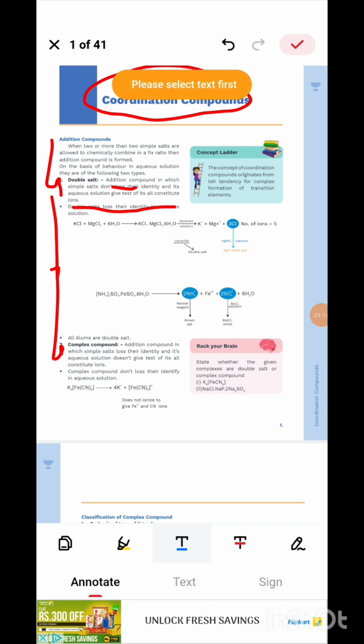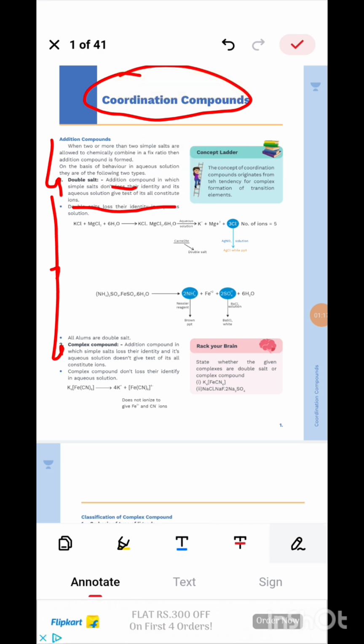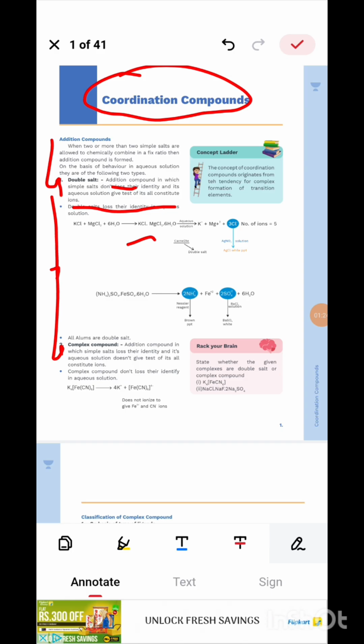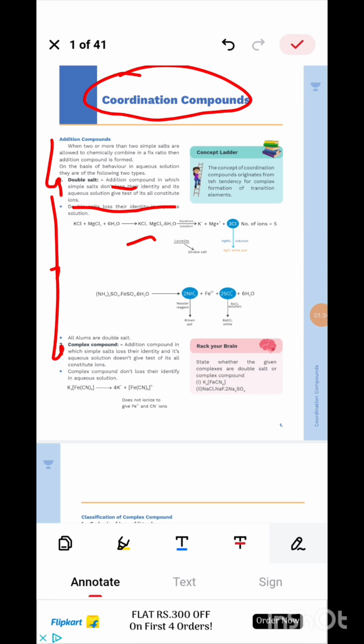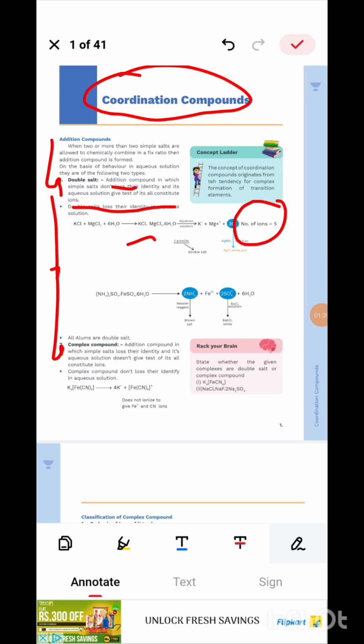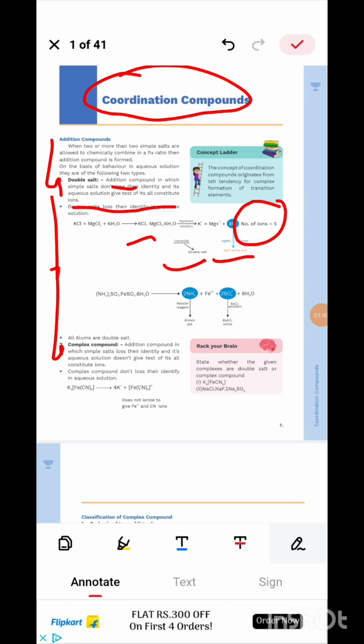So you can see the example of this is carnallite, KCl.MgCl2.6H2O. When dissolved in the aqueous solution, it breaks into potassium, magnesium 2 plus, and 3 chloride ions, means the number of ions will be 5. For detection of chloride ion, whether it is present or not, you can add silver nitrate. Then chloride combines with silver and forms AgCl, which is a white precipitate.